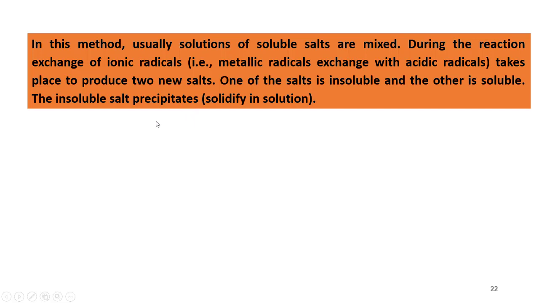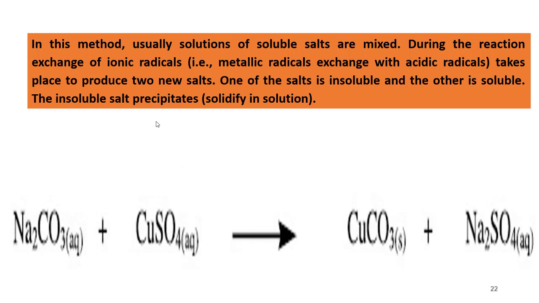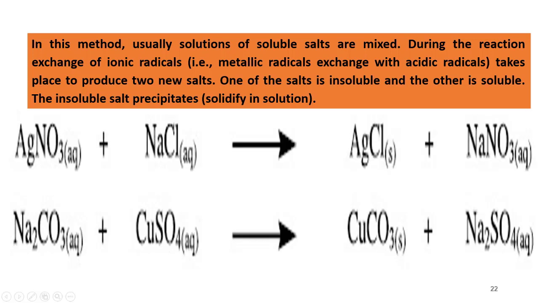So during the preparation of insoluble salts, we mix two soluble salts. During the reaction, exchange of ionic radicals takes place and it produces two salts. Of these two salts produced, one of them is soluble and the other is insoluble. For example, silver nitrate reacts with sodium chloride to form silver chloride and sodium nitrate.